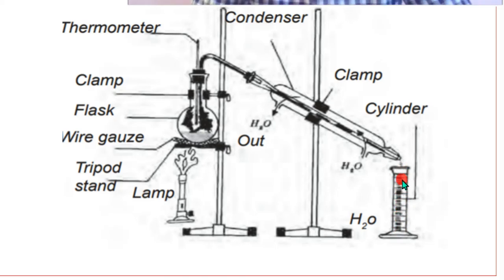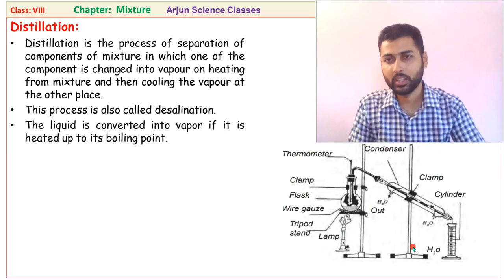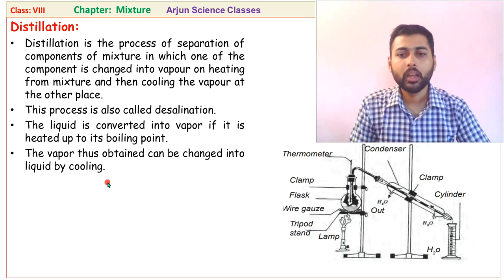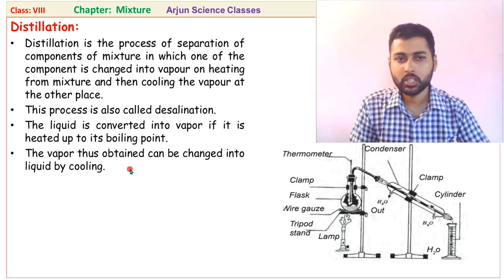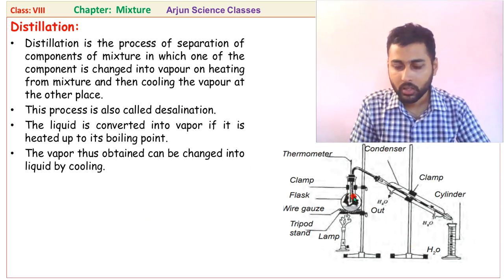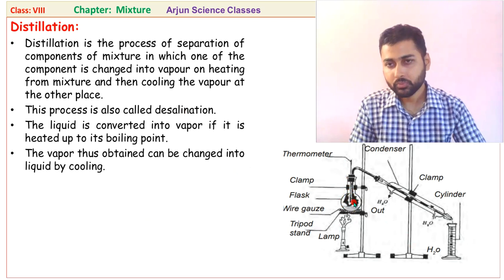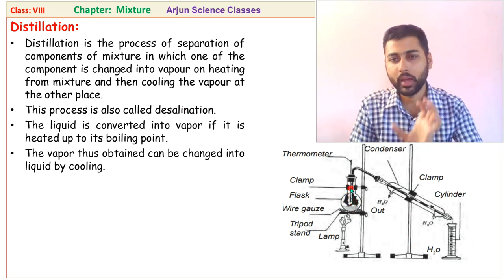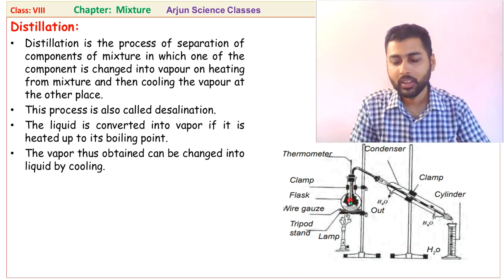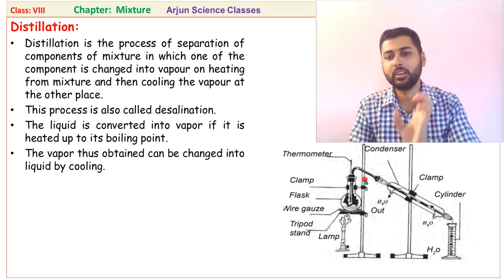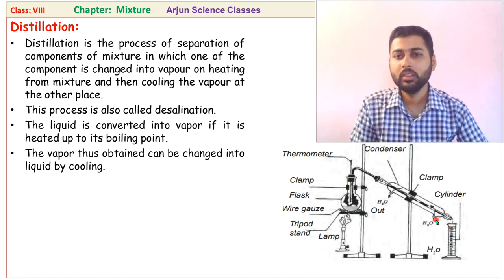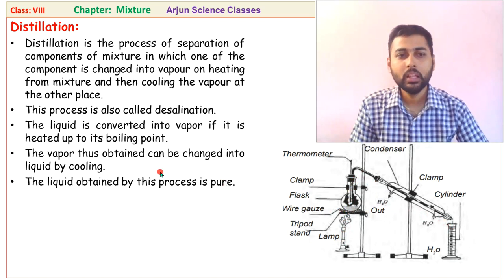The measuring cylinder measures the volume of water collected after the distillation process. And the vapor thus formed can be changed into liquid by cooling. First of all, one of the components of the mixture converts into vapor by heating, and this vapor again condenses to form water by cooling. And the liquid obtained by this process is pure, drinkable.